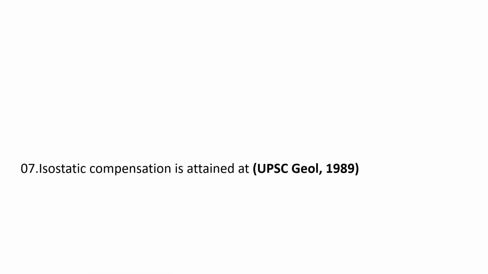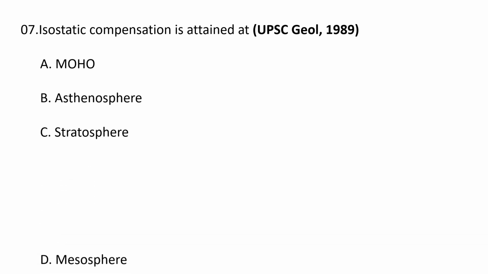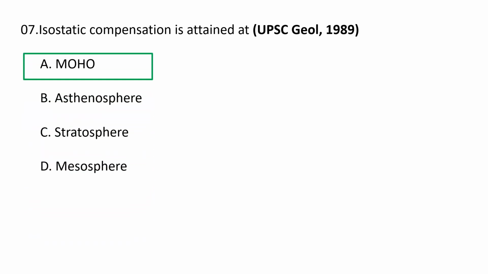Next question. Isostatic compensation is attained at: A. Moho, B. Asthenosphere, C. Stratosphere, D. Mesosphere. So the correct answer is A, Moho. The depth of isostatic compensation is also known as the compensation level or level of compensation. It is the depth below which the pressure is identical across any horizontal surface. In stable regions, it lies in the deep crust, but in active regions, it may lie below the base of the lithosphere. So the isostatic compensation is attained at Moho.